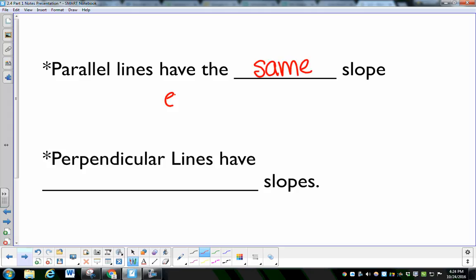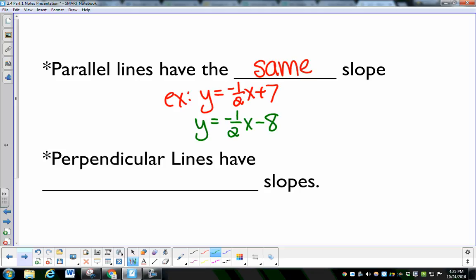So for example, let's write down 2 equations of lines that would have the same slope and therefore be parallel. Maybe something like y equals negative 1/2 x plus 7 as our first line, and y equals negative 1/2 x minus 8 as our second line. Those have different y-intercepts, positive 7 and negative 8, but they have the exact same slope of negative 1/2, and that means those lines are parallel. Remember, slope means the steepness of a line. It measures the steepness. So if two lines have the same steepness, they're never going to touch, which means they're parallel.